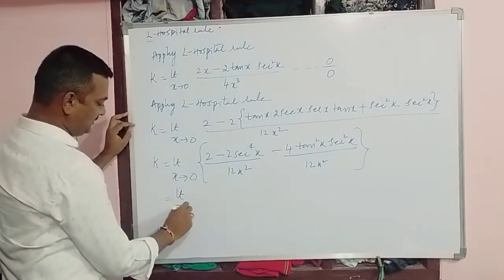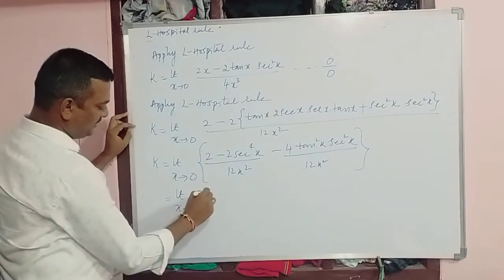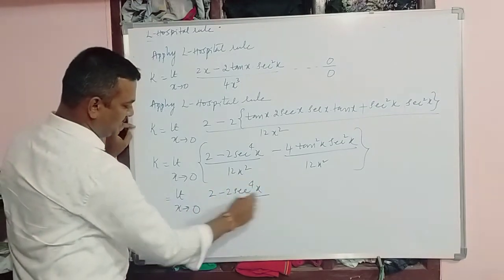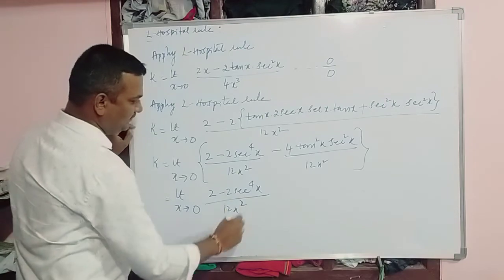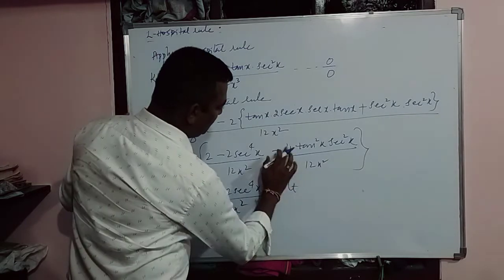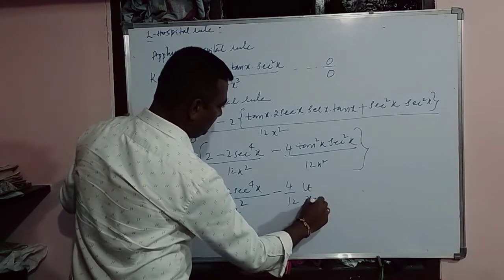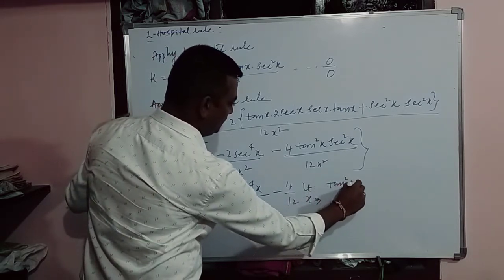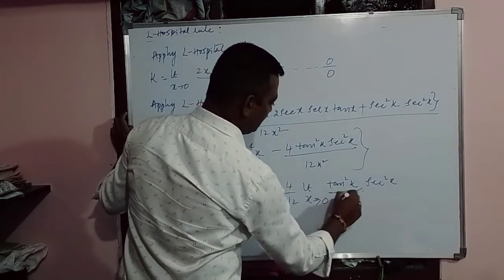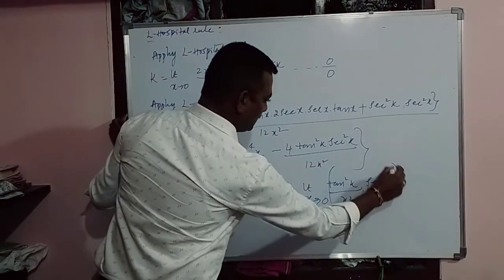Look at the limit as x tends to 0. Here in this limit you can write 2 minus 2 secant raised to 4x divided by 12x square, minus the limit of, you can take 4 by 12 outside, tan square x into secant square x. I will take it divided by x square into secant square x. This is again one term.